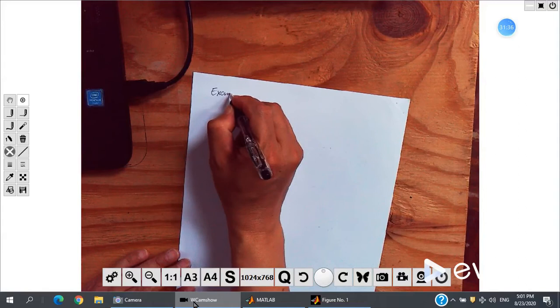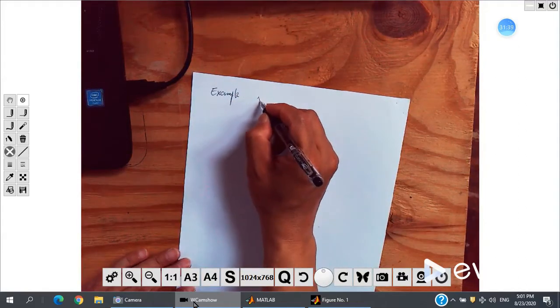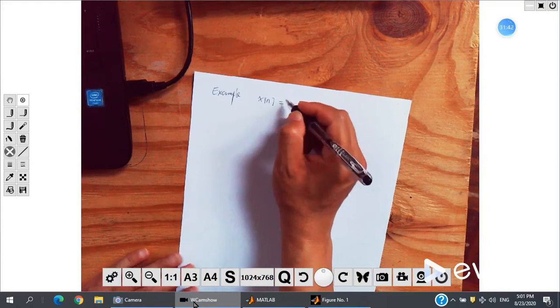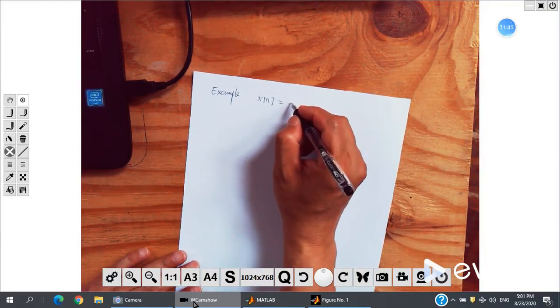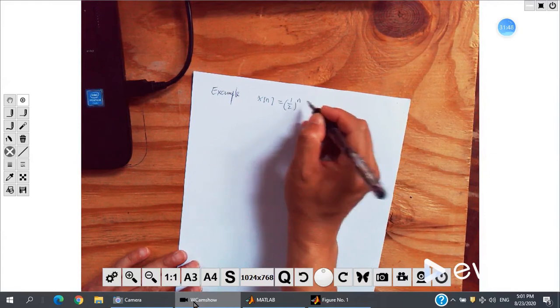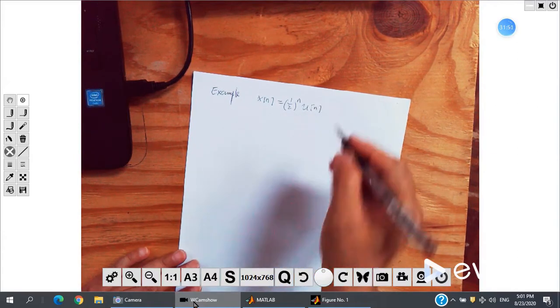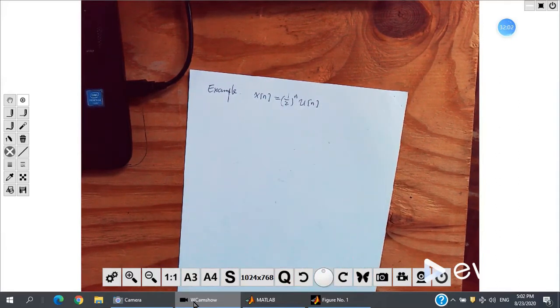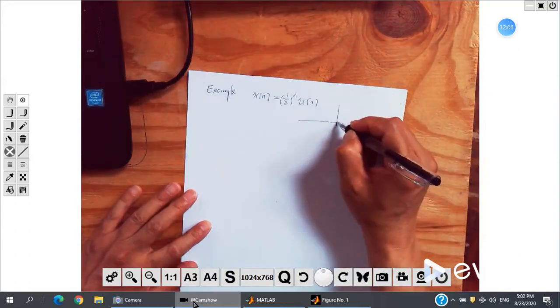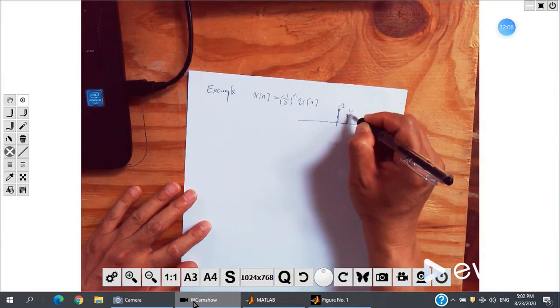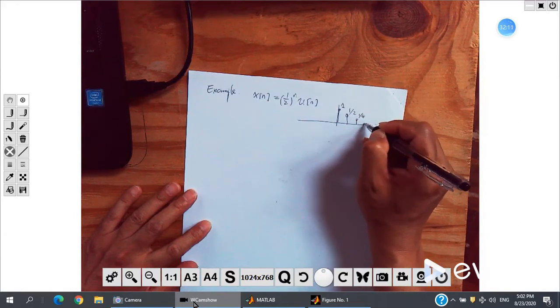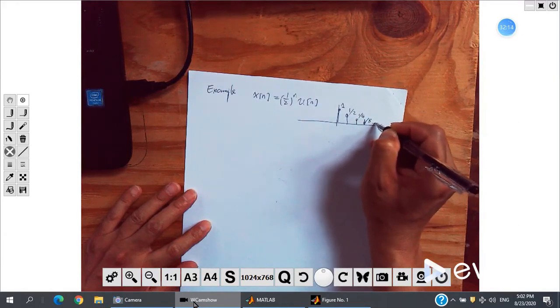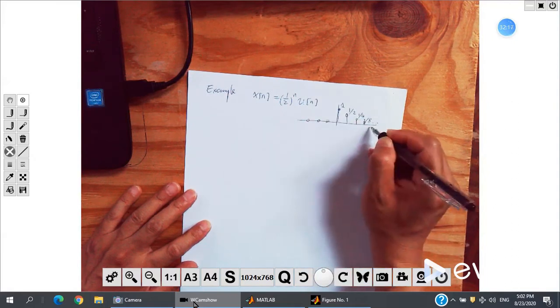Another example. Now I have x of n, which is 1 over 2 to the n times u of n. This is a power of 1/2, and we only consider positive n, where we have values. For negative n it's 0 because this is u, right? You can know the graph. You can see this is 1, then half, then a fourth, then 1/8, and so on. And for negative n, they are zeros.